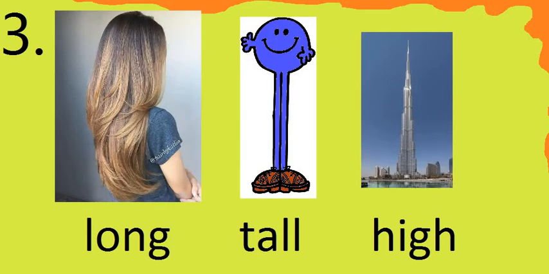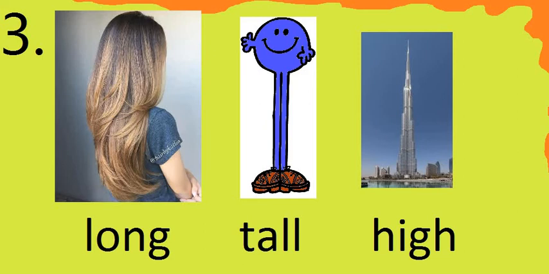Then we have long, tall and high. Now all of these kind of mean the same thing, but they're used in different ways. If you're describing the height of a person, we would always say tall. For example, my friend is very tall. You wouldn't describe a person as being long or high. You could use long to describe something horizontal, such as a long road or a long river. And in this picture, you can also say someone has long hair.